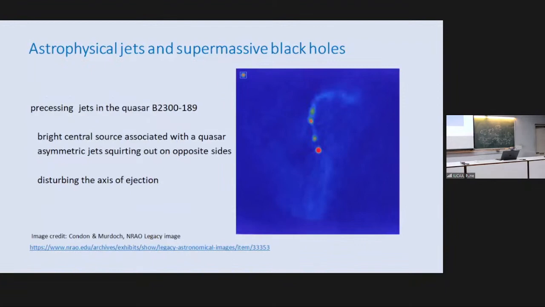This is an example of a jet which is precessing. Sometimes you see combinations of that.